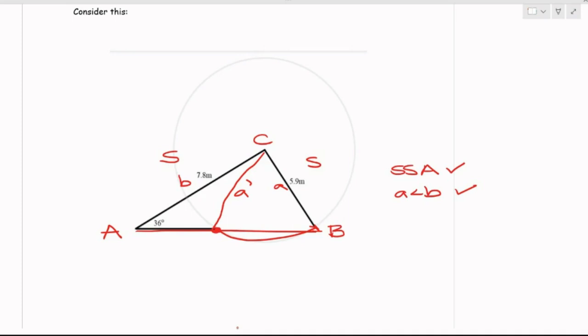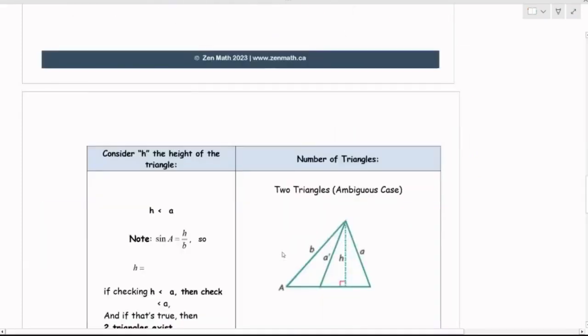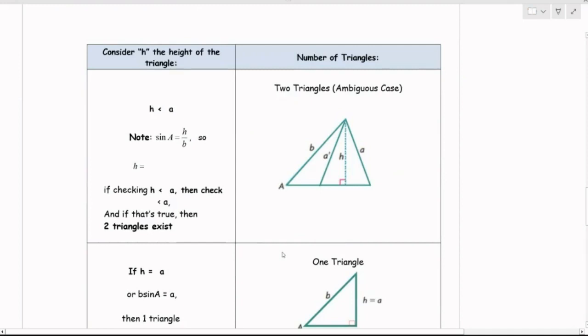So let's come down here and see how this actually works with height. Okay, so you've checked side A, you've checked a is less than b, and now you're exploring the height of the triangle. So in this diagram, we see the dotted line is height, and we want to see, is height less than a? If height is less than a, you're going to have two triangles. That's ambiguous case, okay? Now, how can we find the height of this triangle?